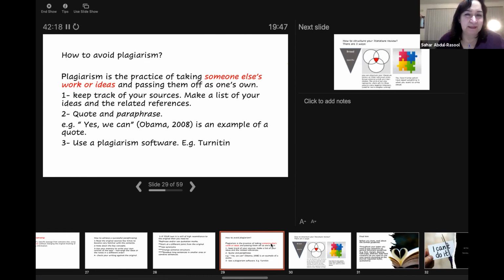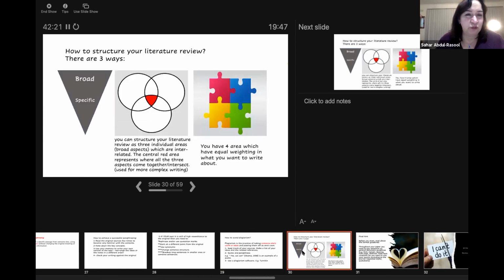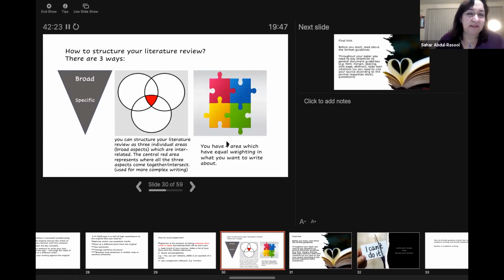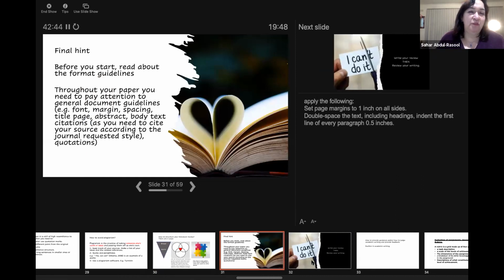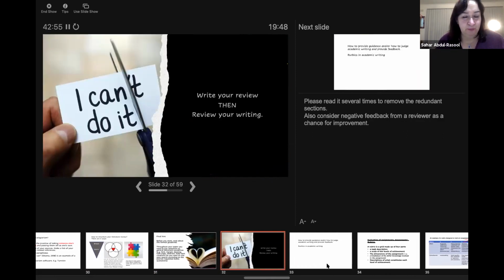So to avoid plagiarism, that's what we do. How we structure our literature review: most people use the last style of several paragraphs that link to each other. You can start broader, like we did in the paper, and then go specific. And sometimes you write three topics, and these three topics have a common part. Before you start, read about the format guidelines of the paper. And throughout the paper, you need to pay attention to the general guidelines, and then you write your paper. You can do it.